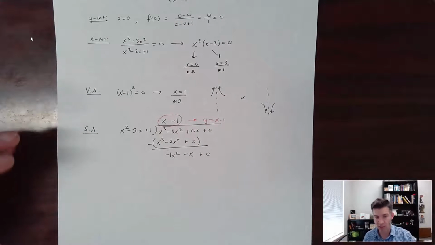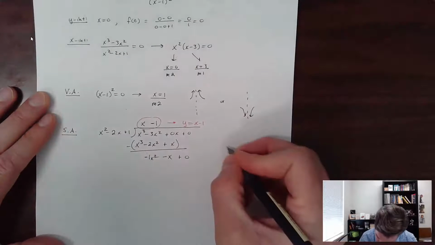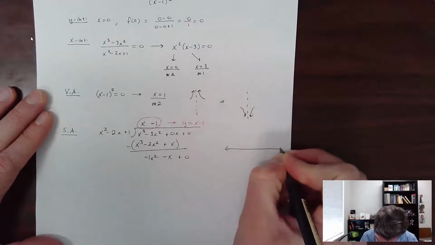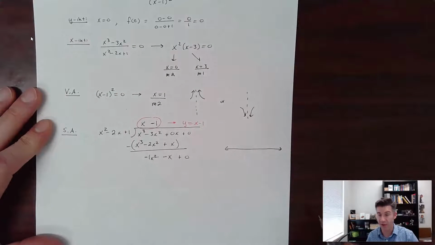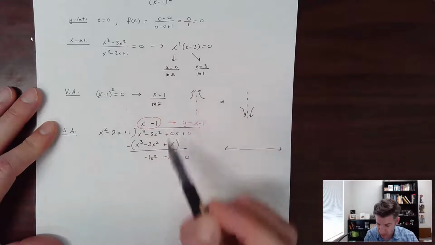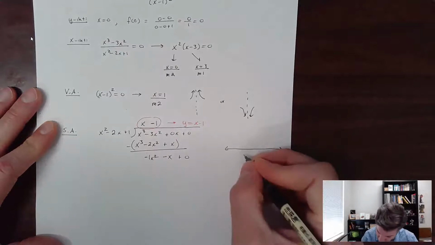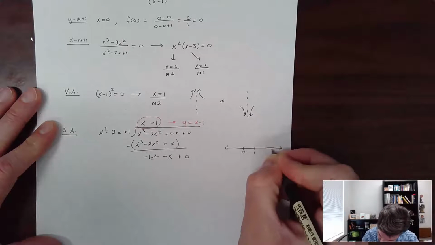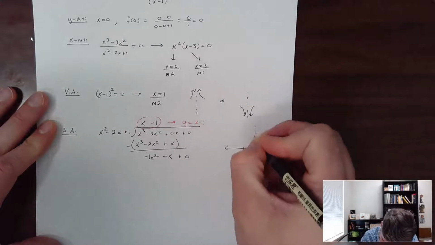Now we're going to put it all together. I suppose we could do the number line. I don't think we really need it, but on the number line, we're going to put all of our x stuff. So we're going to put our x-intercepts of 0 and 3 and our vertical asymptote of 1. We know it's going to do this kind of deal.